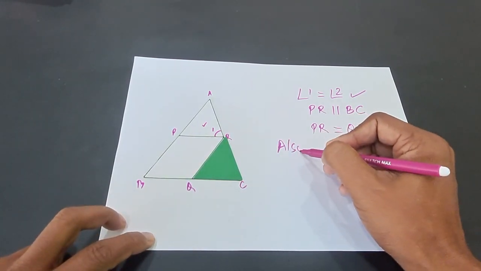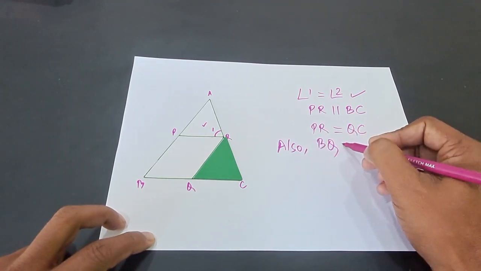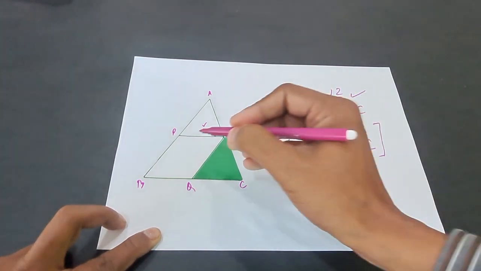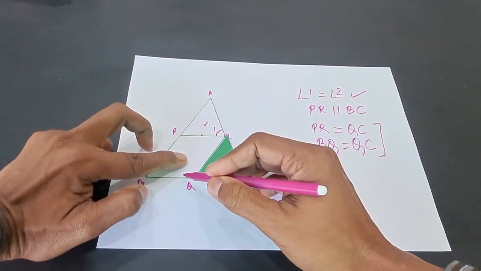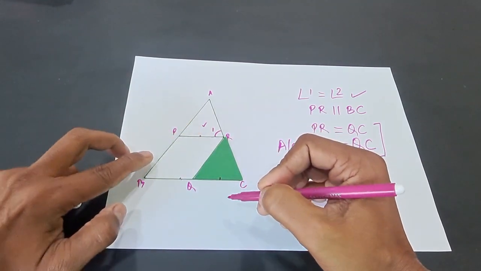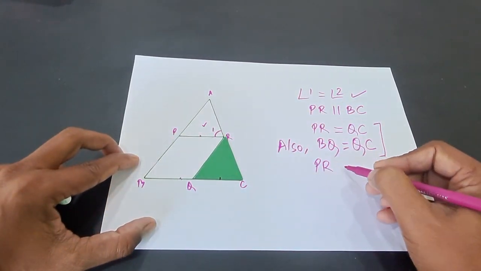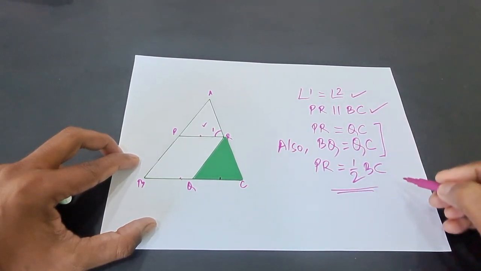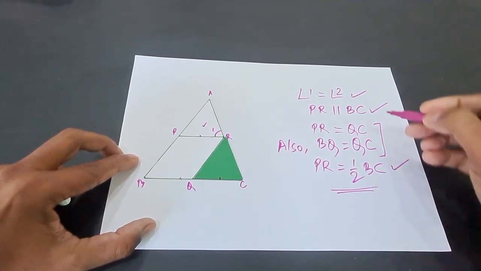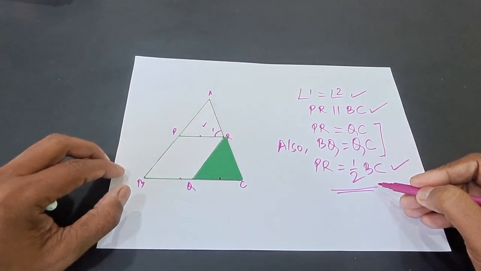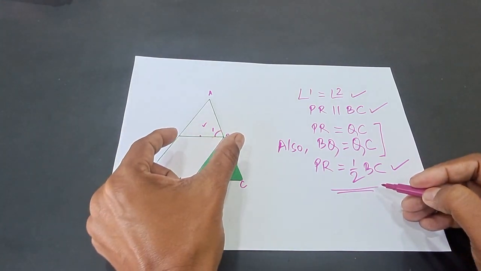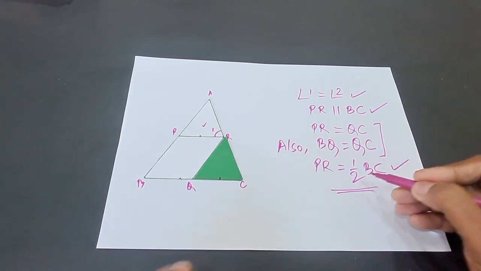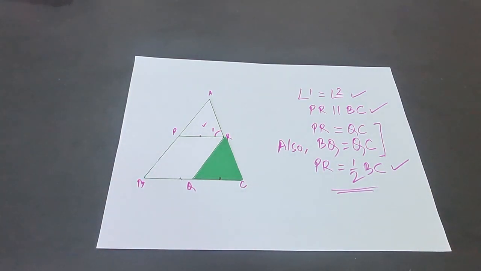Also, BQ equal to QC, and therefore all the three sides are equal. So if PR, BQ and QC all three are equal, that means PR is half of BC. So coupling the first result and the second result together, you have actually proved the midpoint theorem. That is, a line which joins the midpoint of two sides of a triangle is parallel to the third side and half of it. And that completes our activity on midpoint theorem.